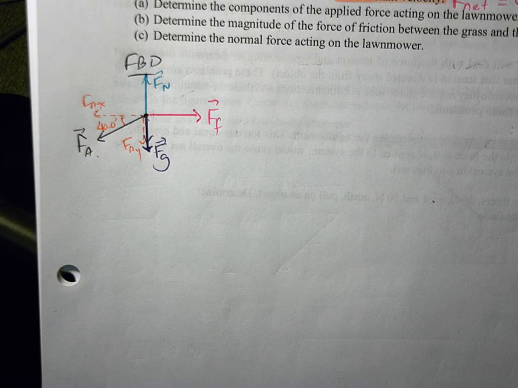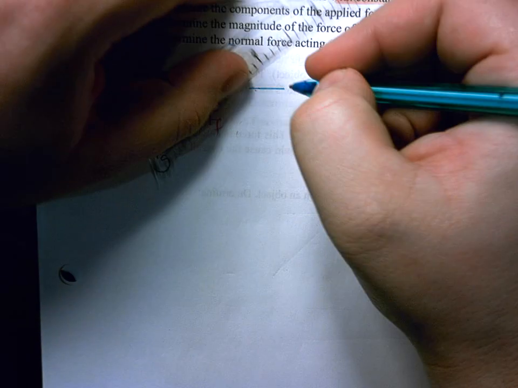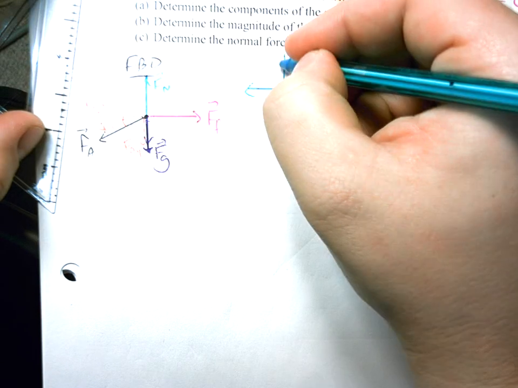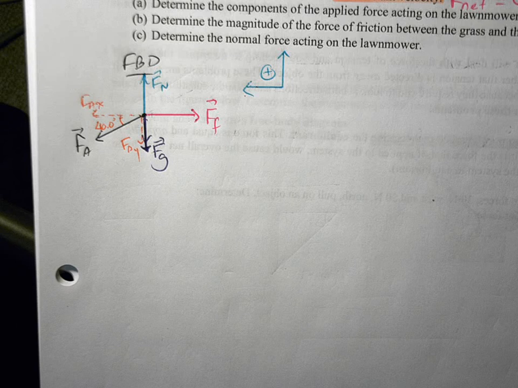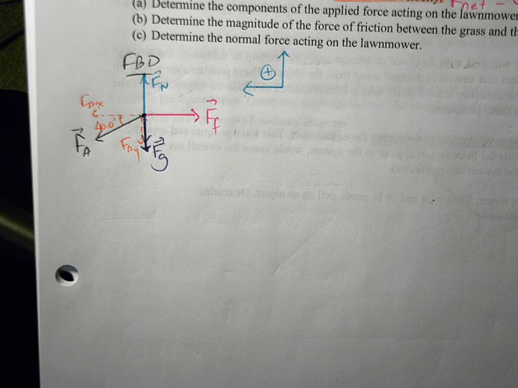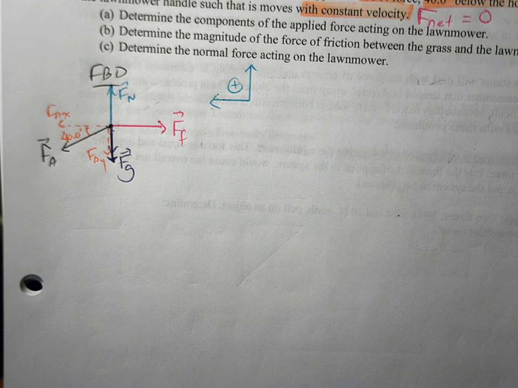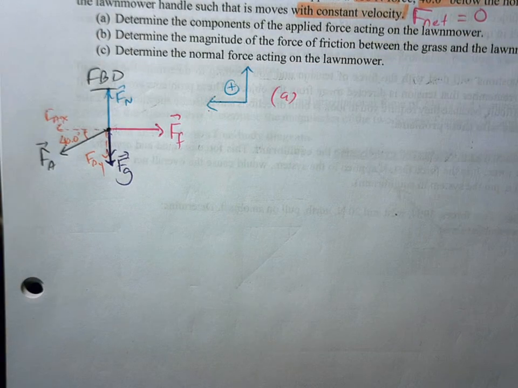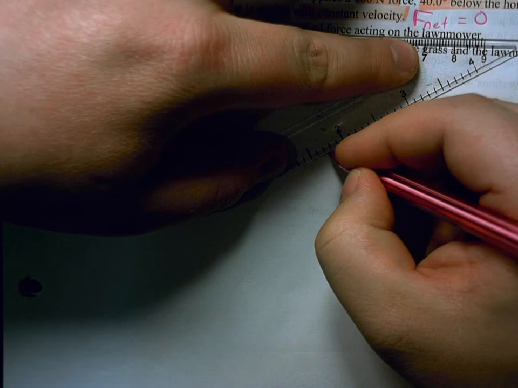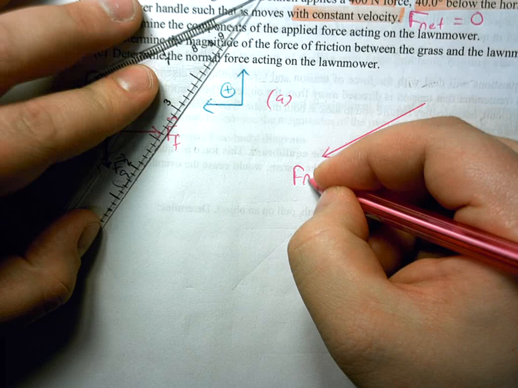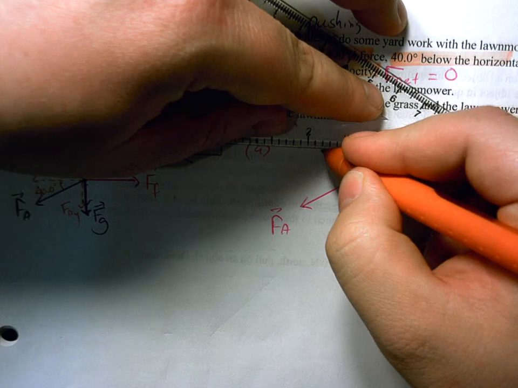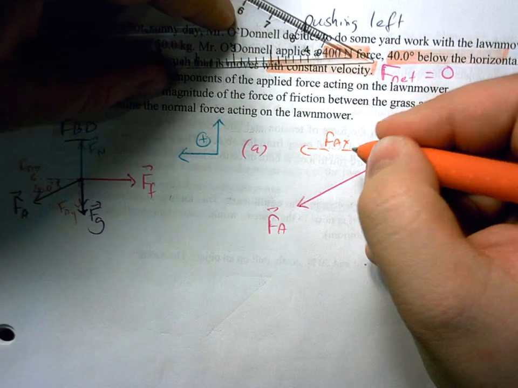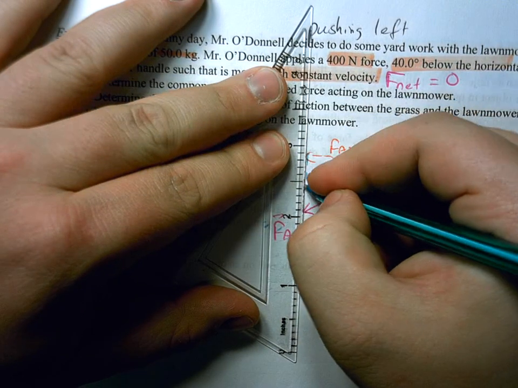Now, what we want to do is decide what's going to be positive. So for this, we're going to say to the left and up, those are going to be our positive conventions. So first thing first, let's break down the component of the applied force. Whenever I break down a vector, I always like to sketch the vector. So here is my lovely vector. That's my applied force. And then I also like to sketch in the components of it. So here is my X component, and here is my Y component.